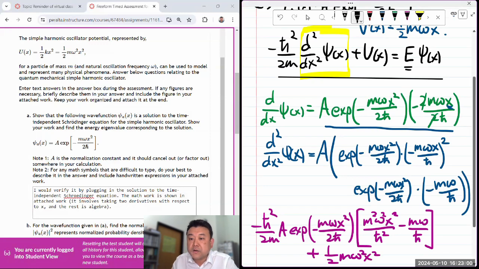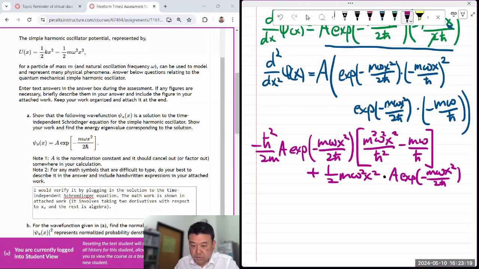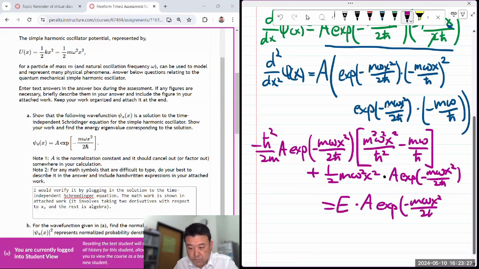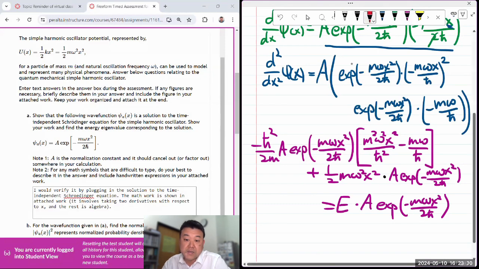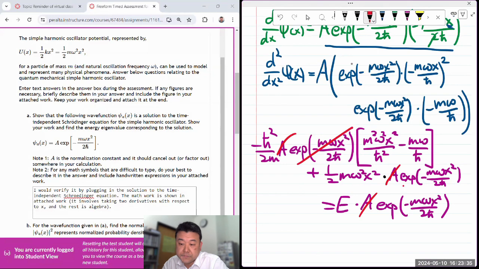Oh, I made a mistake here. There's actually psi x there. So I need to multiply that by psi x, which is an exponential of minus m omega x squared over 2 h bar. And all of this should equal the energy level times psi x, which is an exponential of minus m omega x squared over 2 h bar. Looking at this, we get to cancel out some things. The exponential cancels out. So it actually gives you an expression for energy.